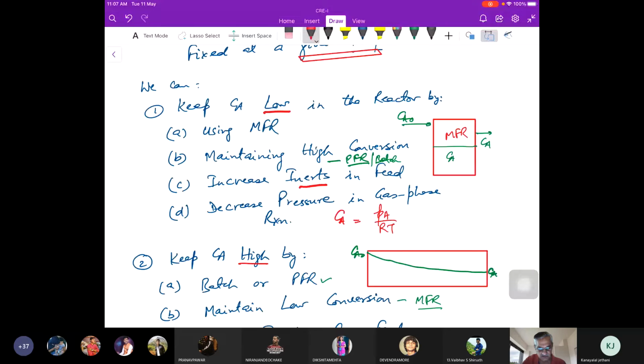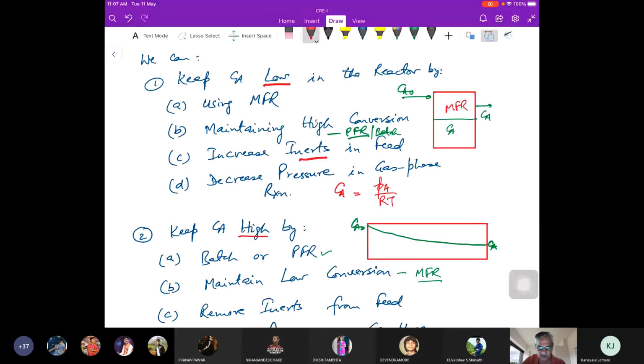Third option is increase inerts in the feed. We have seen this in thermo, right? Inerts डाला तो essentially concentration, if it is vapor phase, यहाँ पर यही रहेगा because we have considered epsilon A equal to 0, but अगर epsilon equal to 0 नहीं रहा और गैस फेज रिएक्शन रहा तो इनर्ट्स डालने से क्या हो जाएगा कि mole fraction of A in the vapor phase will be reduced, and that will lead to lower Ca.